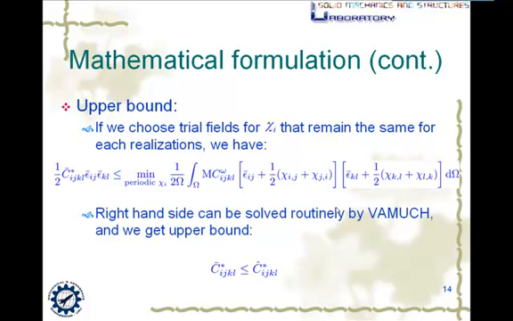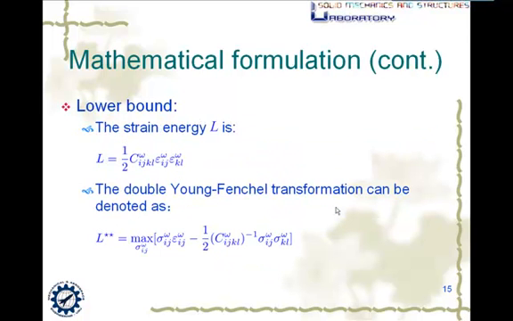If we choose the trial field of chi i to remain the same for all the possible realizations in the functional, the equation becomes an inequality as follows. And this can be solved routinely by VAMUCH and leads to the upper bound.